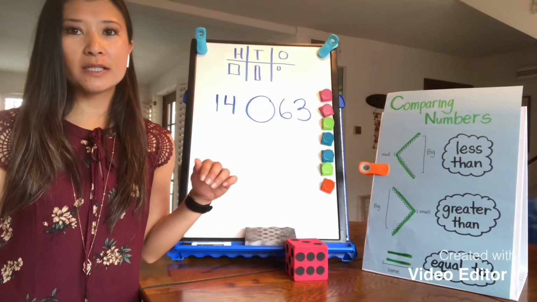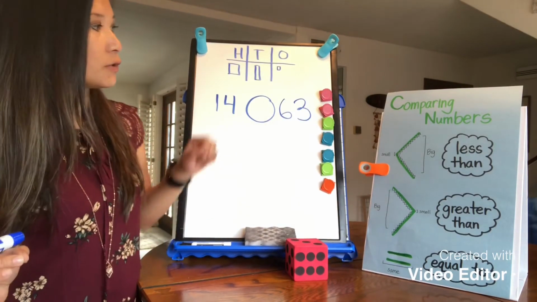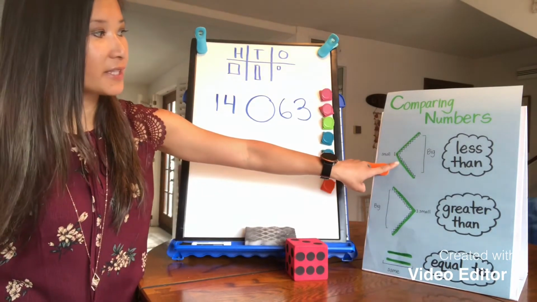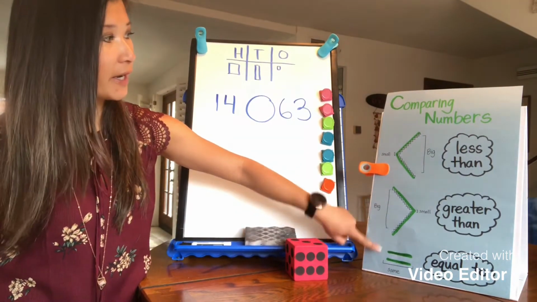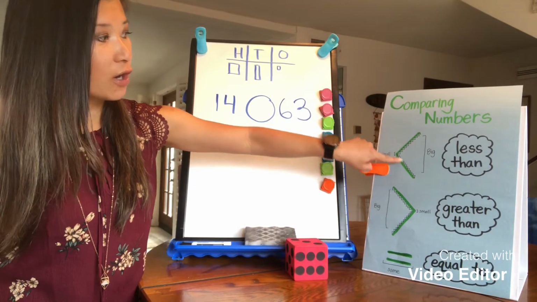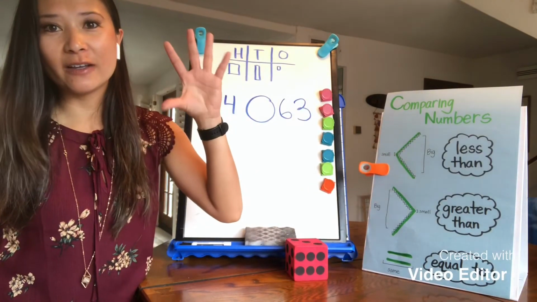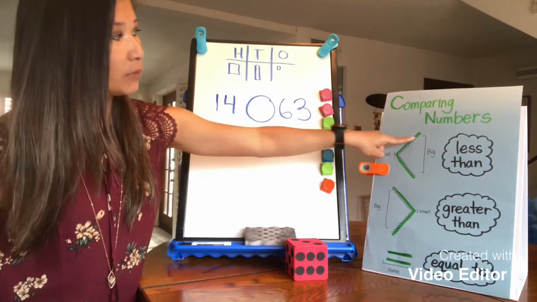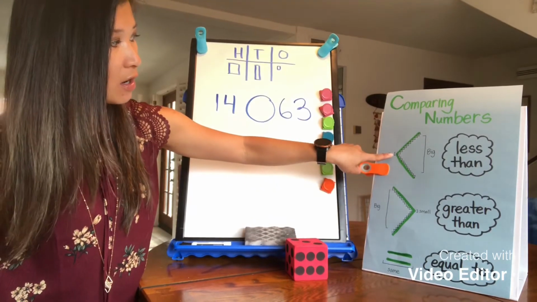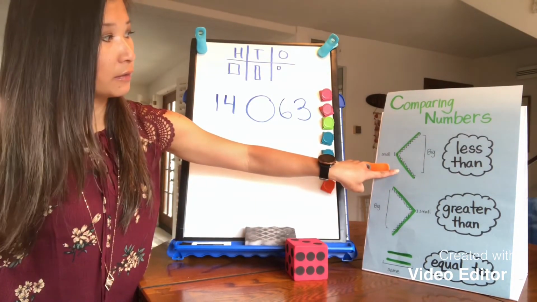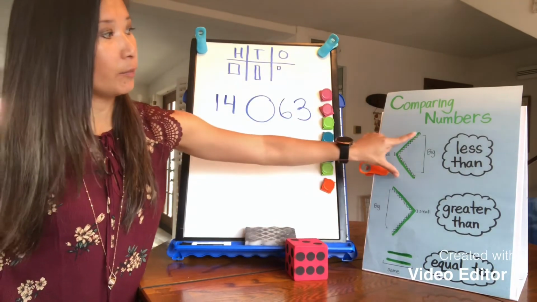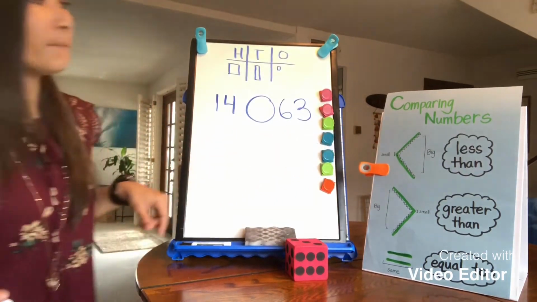When we're using symbols to compare two-digit numbers, we're looking at our less than, greater than, and equal to symbol. I like to draw these out as alligator teeth because it reminds me that when I'm looking at these symbols, there's a smaller part of the mouth and a bigger part of the mouth. And I like to think of the bigger part of the mouth eating the bigger number.